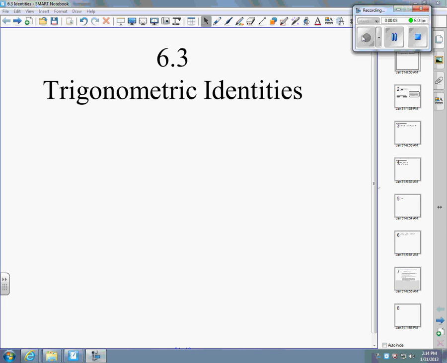Next thing in chapter 6 is going to be these trigonometric identities. Basically you can think of them as like trig proofs. Your goal is to get one side to equal the other, and you know exactly what you need to get to. You just have to try a bunch of different methods to get there.